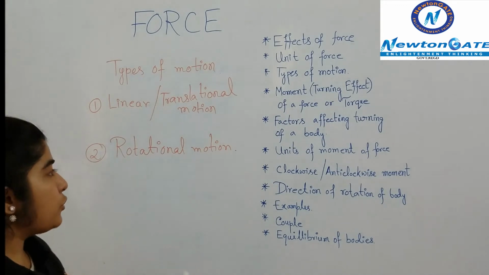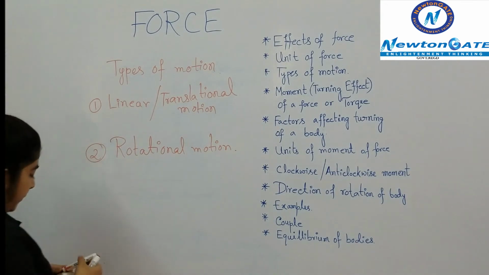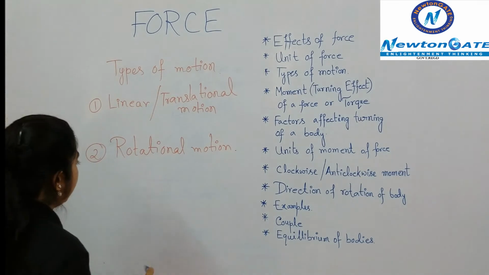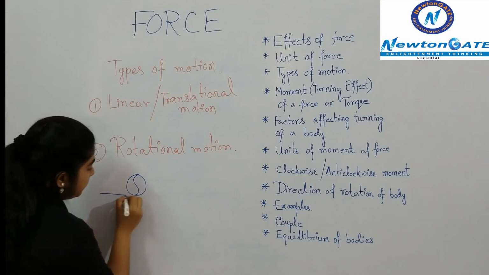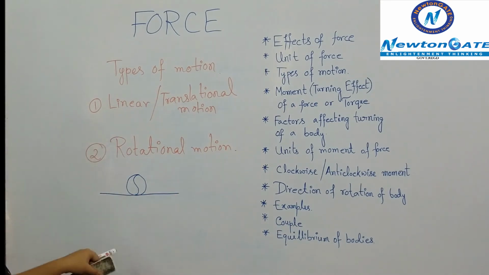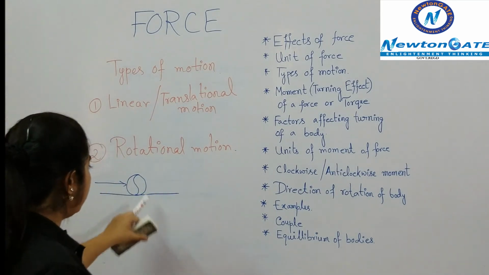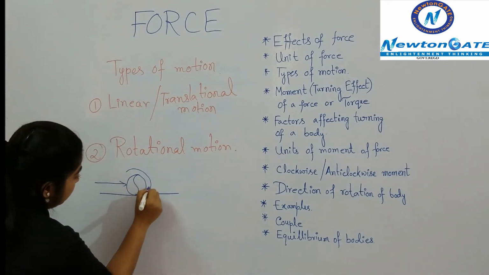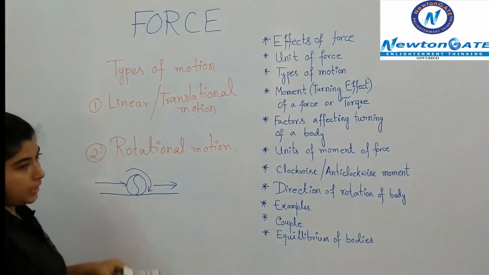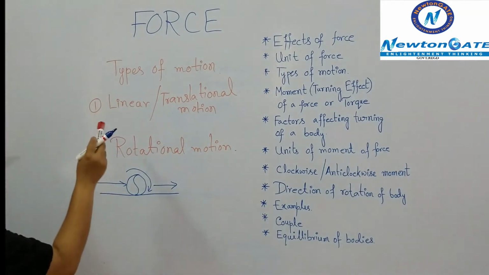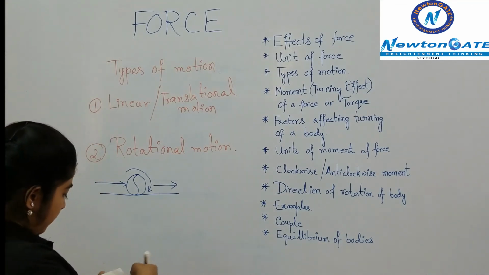The difference between these two, you can see from the name itself. Suppose I take a ball and it is put on a float, then what will happen if I apply force here? If I apply force here, there will be two types of motion for this ball. One is rotational motion, and it will also go forward, which is called linear motion or translational motion. So these are the types of motion we can see.